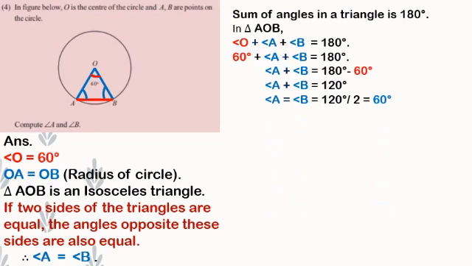We know angle A equals angle B. So that equals 120 by 2, equals 60 degrees. Now we get angle A equals angle B equals 60 degrees. So this is the answer: angle A equals 60 degrees and angle B equals 60 degrees.